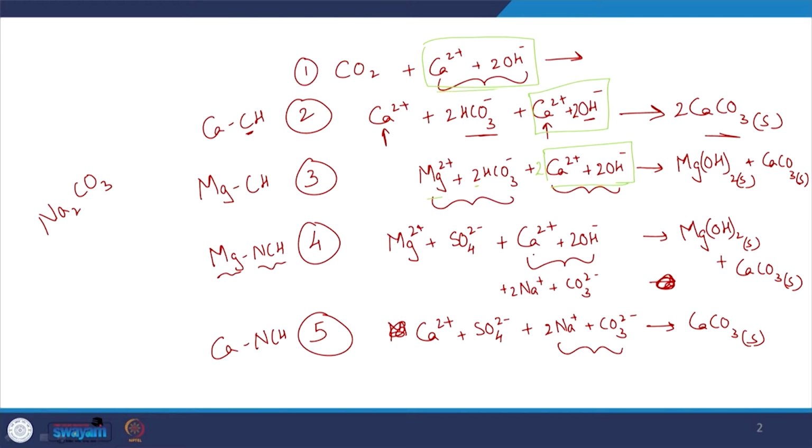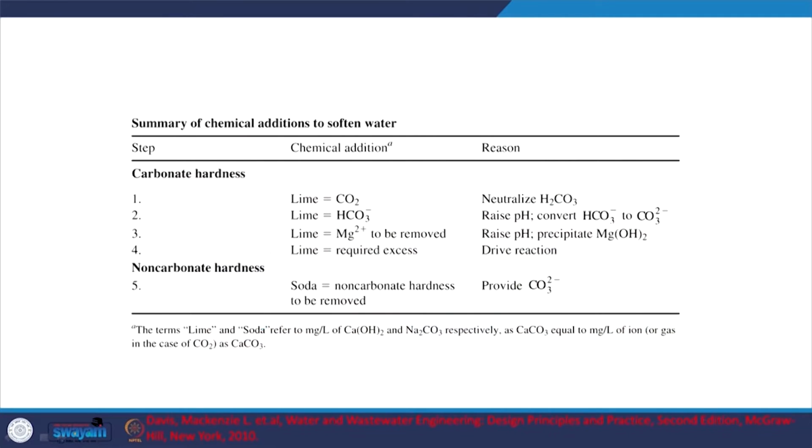But here we are adding lime, here also lime, here also lime. In the case of magnesium non-carbonate hardness, I am adding both lime and soda ash. In the case of calcium non-carbonate hardness, I am adding soda ash. So, soda ash obviously comes into the picture when we are dealing with the non-carbonate hardness related aspect. That is something to keep in mind. Let us move on. So, what is it we are adding?